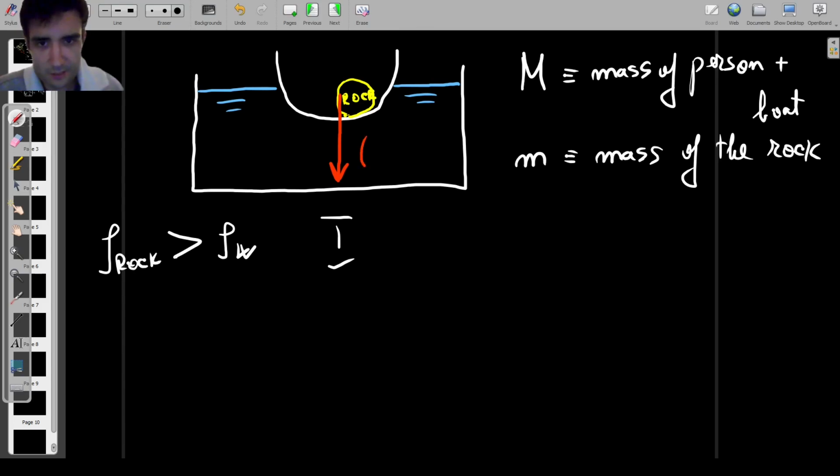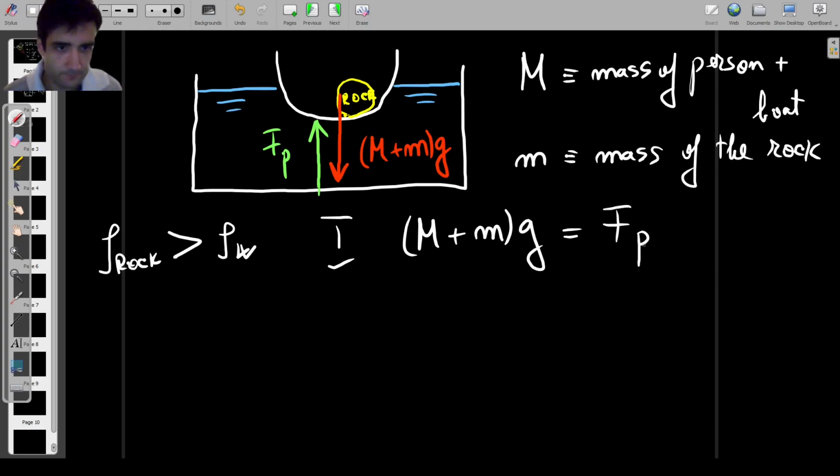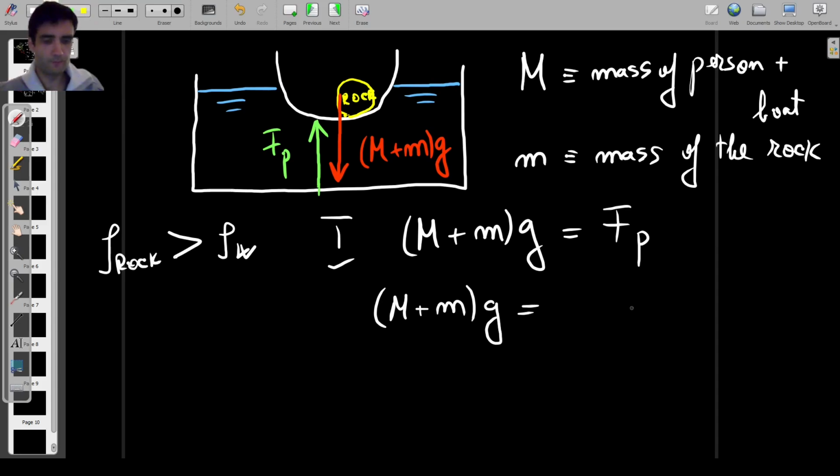the total weight of the system in this case is M plus m times g, right? And then this is in equilibrium, which means that the force due to the pressure is equal to the total weight. So we can write that M plus m times g is equal to F_p. Okay, so far so good. So this is M plus m times g, and this is equal to, again, this is the weight of the displaced water.